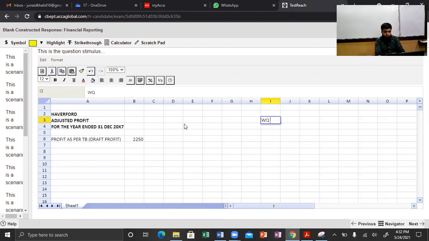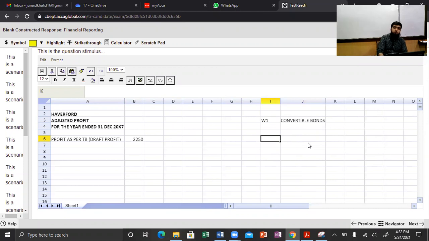So the working one for the convertible bonds. So how we're going to account for this one? So we know that first of all we have to find out the finance liability, that how much the finance liability, and for that we need cash flows. That means the first column is year, and the second column is the cash flow.